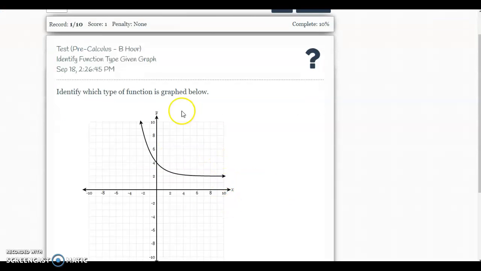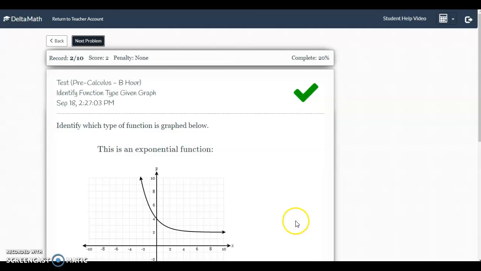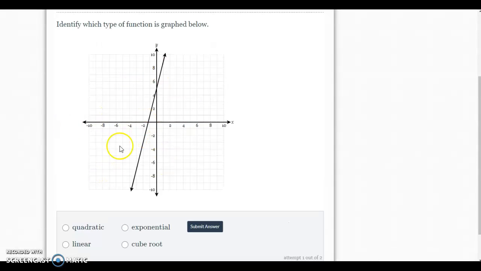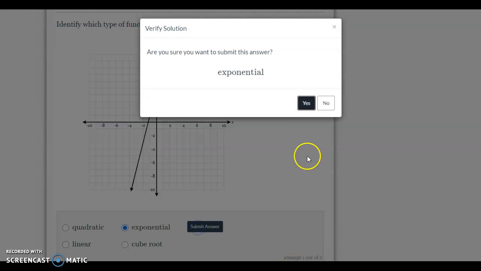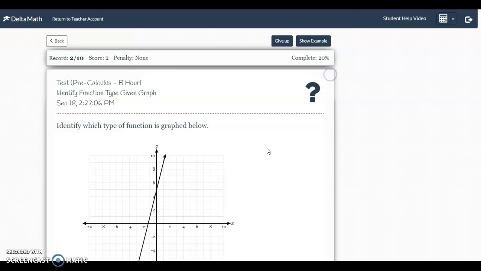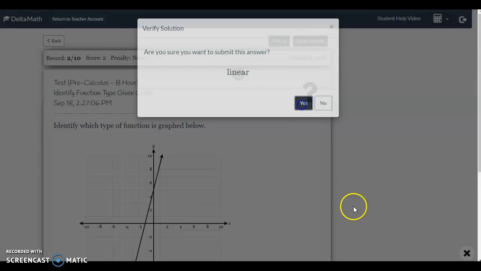So on this one, this one's a tricky one because it looks like an exponential function, but it's going down. And that's okay because an exponential function could have exponential growth or exponential decay. So this is still an exponential function. If you went through and you got one wrong, so let's say we just panicked and we forgot what this one was and you hit exponential. If you submit your answer, it'll tell you your answer is not correct and then try to find your mistake. You will always have at least 2 attempts at questions. So then I could be like, oh, I know it's not exponential. I know that's linear. Silly me. And then you could get it right.